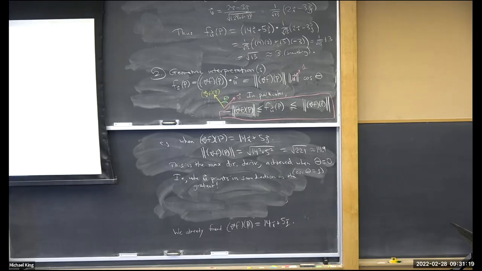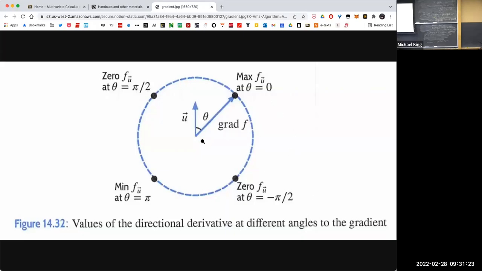or I had shown you at the end of class on Friday, right? That basically the maximal directional derivative is when theta is 0, when u points in the same direction as the gradient. And otherwise, it's just governed by cosine. So when it's going at a 90-degree angle, it's cosine of pi over 2, which is 0. When it's going opposite of the gradient, it's cosine of pi, which is -1.